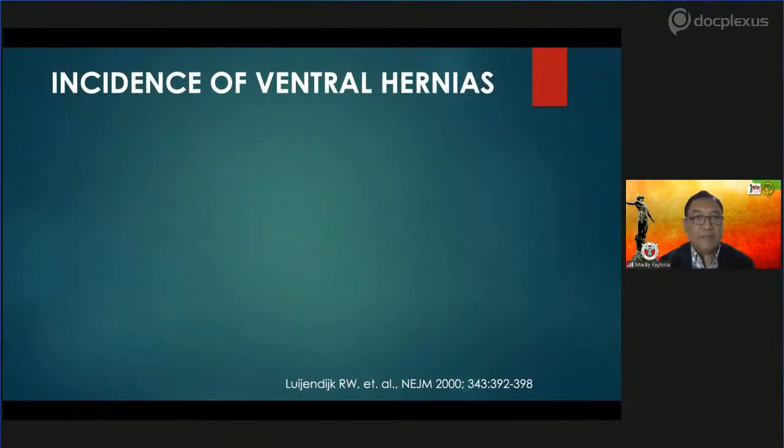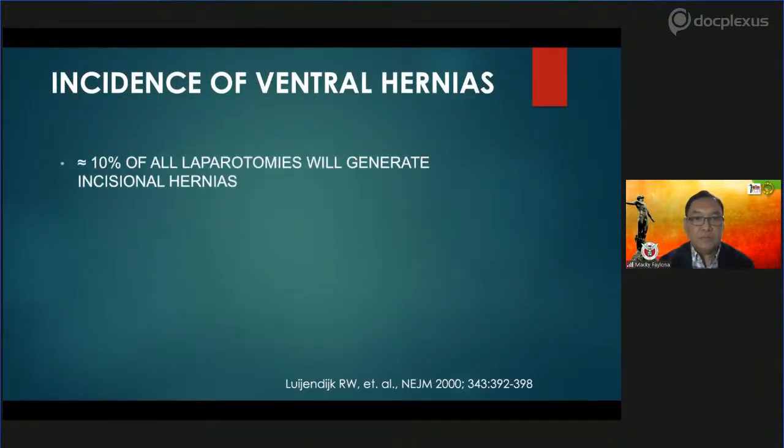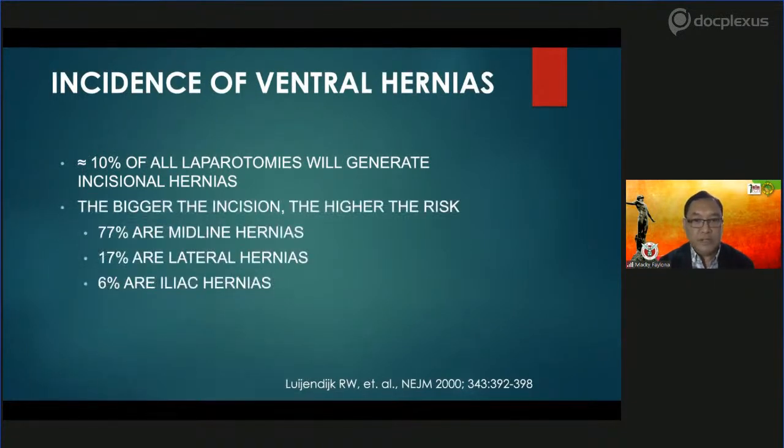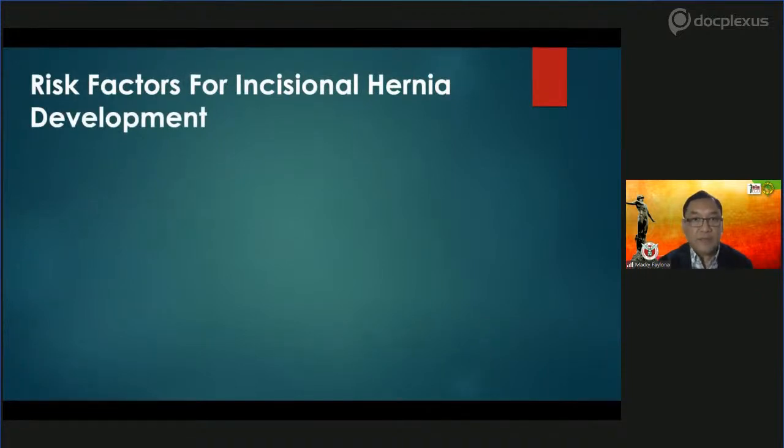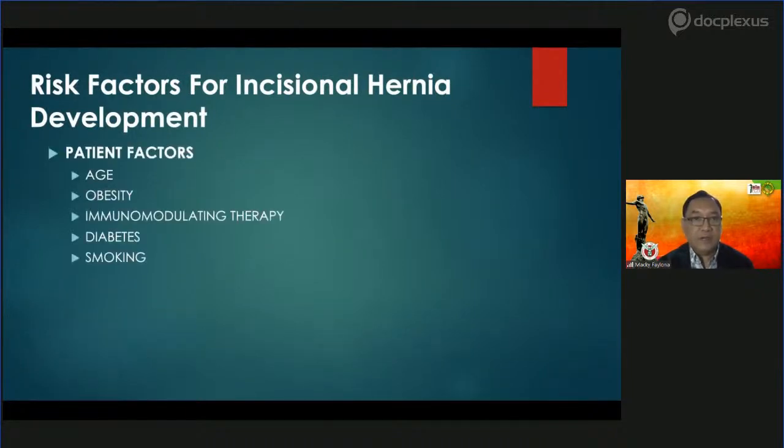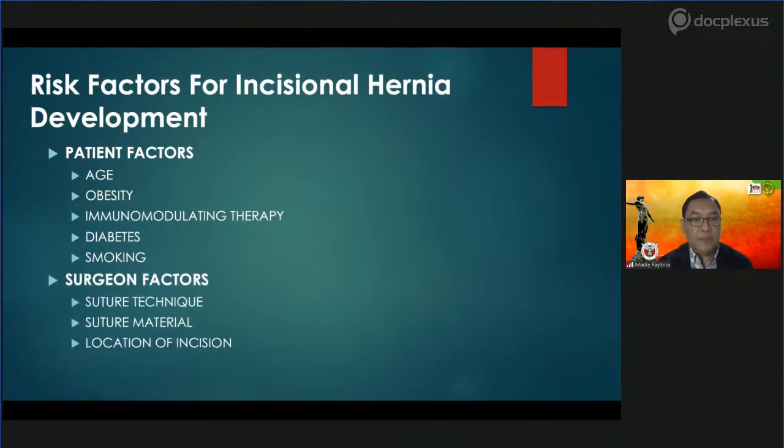So some basics, the incidence of ventral hernias. We all know that 10% of all laparotomies will generate incisional hernias. And of course, the bigger the incision, the higher the risk of having a hernia. 77% of these are midline hernias, some are lateral, and some are iliac hernias. There are risk factors for the development of incisional hernias, and they can be divided into patients' factors and surgeon's factors. So for the patient, if you're dealing with an elderly patient, obese patient, patients on immunomodulating drugs, diabetics, and smokers, then they are at risk for the development of incisional hernia.